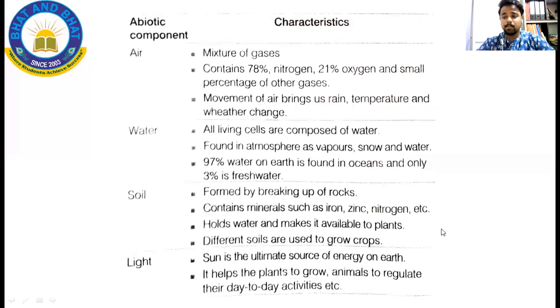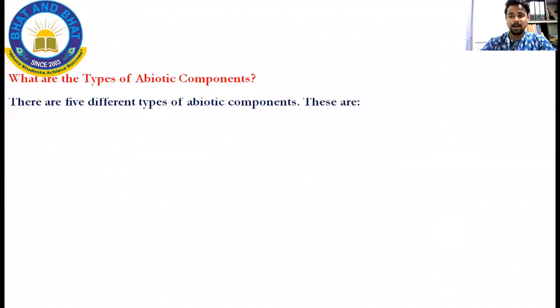So, after studying about these things, we need to study about the types of abiotic components. How many different types of abiotic components are there? Tell me, all of you. Yes, very good. There are 5 different types of abiotic components. What are those 5 different types of abiotic components?